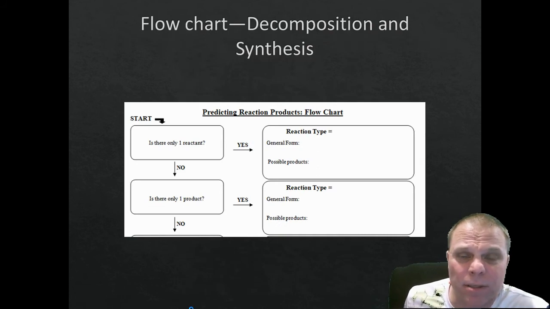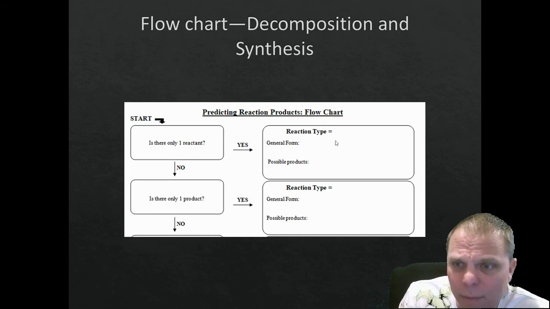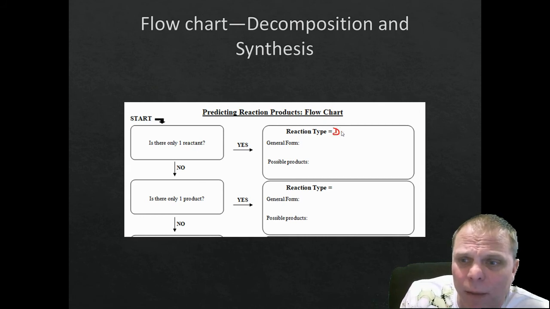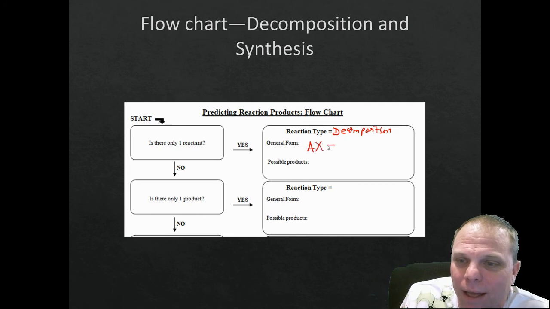So we'll stop at the top. Is there only one reactant? If there's only one reactant, then we know that's got to be a decomp, right? So that's got to be a decomposition reaction. The general form is, like, let's say we're starting with AX, and it's going to give us A plus X or something like that, right?